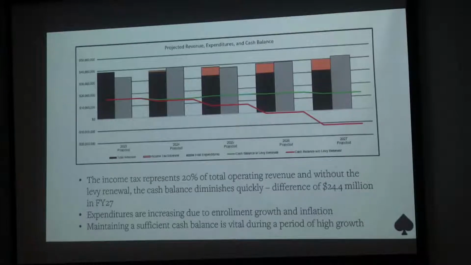All right, so that brings us back to our summary graph. And just to kind of wrap things up here, again, the income tax represents 20% of our total operating revenue. And without that, the cash balance diminishes quickly. That's the red line here. To the point of negative $11 million in 2027 without that renewal.